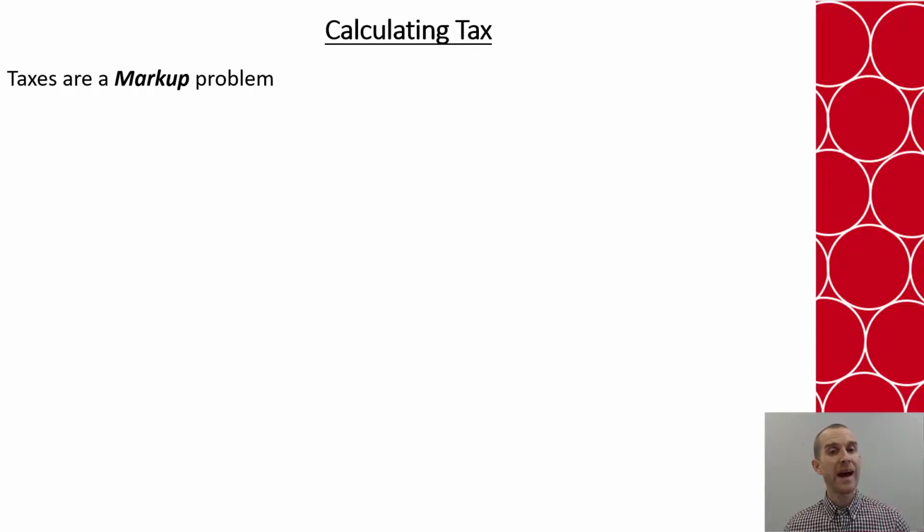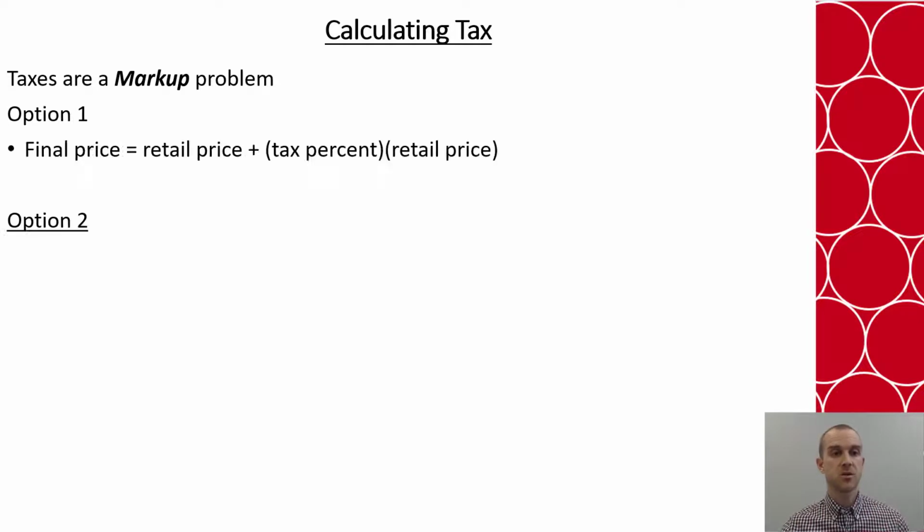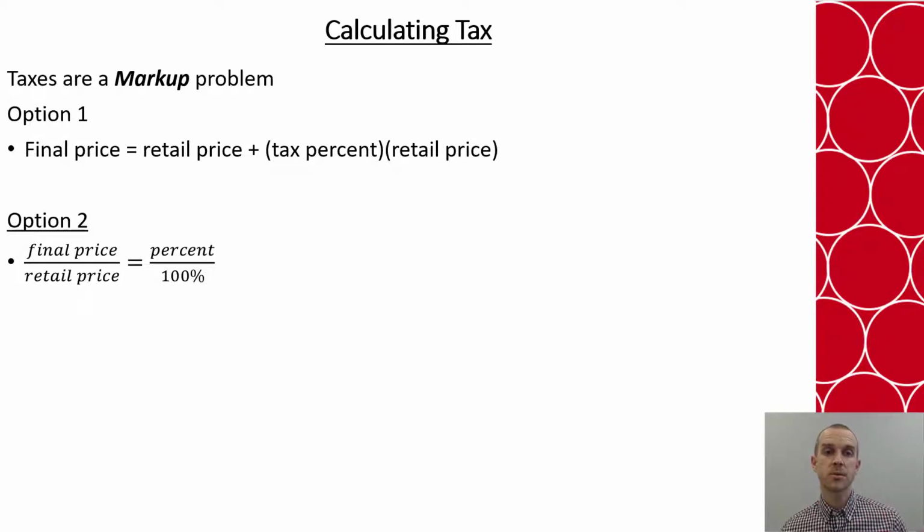Now, when you have to calculate such problems, taxes are just a type of markup problem. What we do is we're going to start with the final price equaling the retail price plus the tax times the retail price, just like other markup problems we've done before. We could also use our proportional reasoning method, where we know that final price over the retail price will equal the percent out of 100.